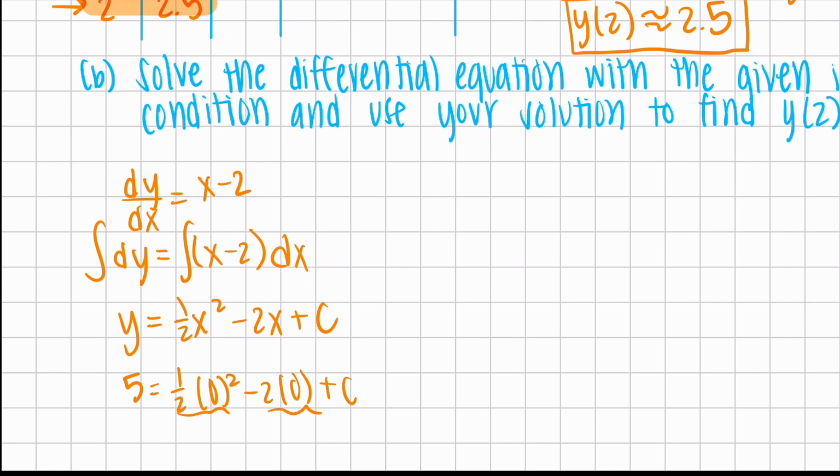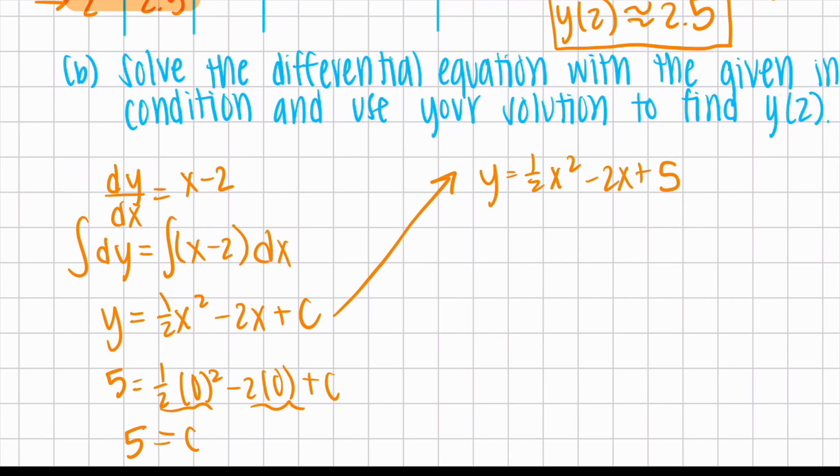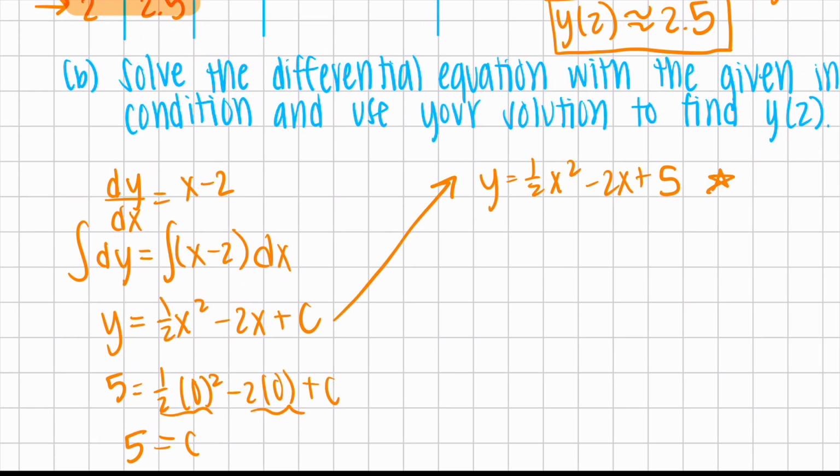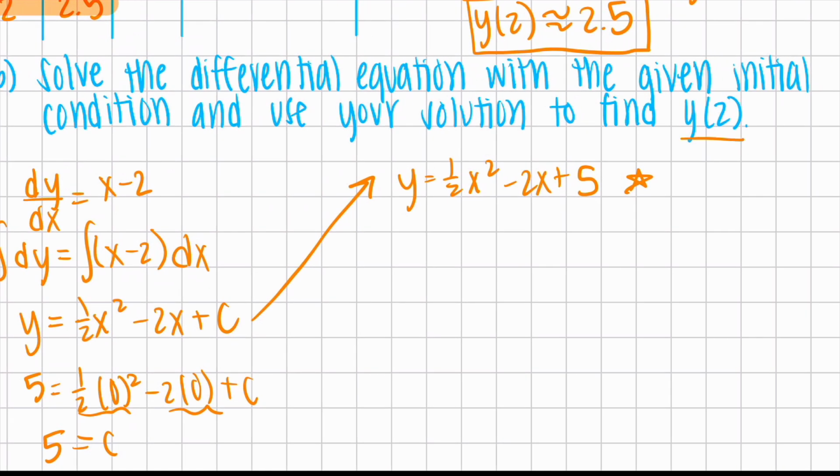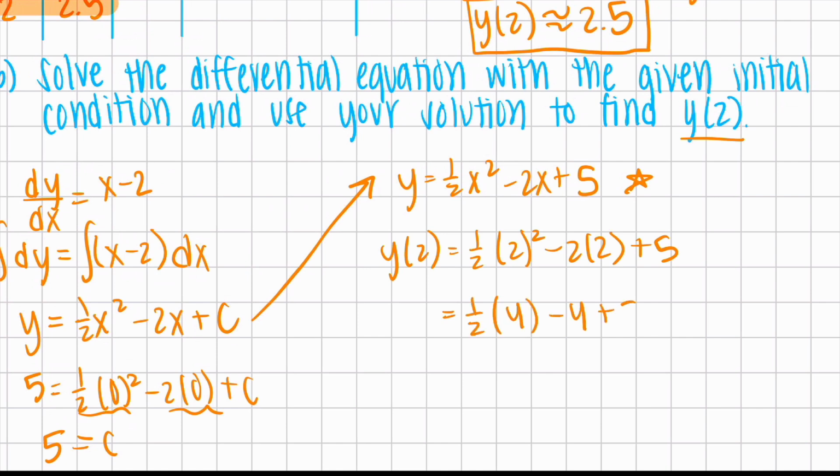And these two terms equal 0, so c equals 5. So here's my particular solution, but they want us to find y of 2. So we're going to plug in 2 and simplify from there. So I get 2 minus 4 plus 5, which is negative 2 plus 5, which is 3.